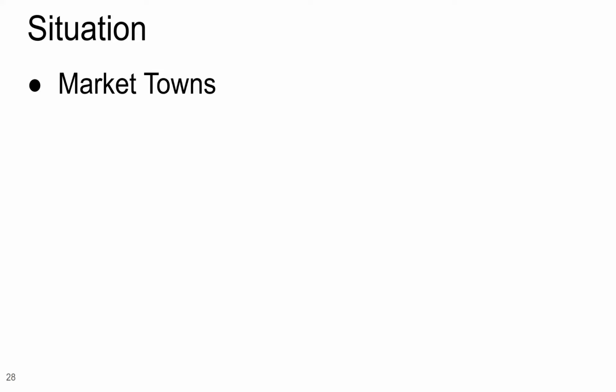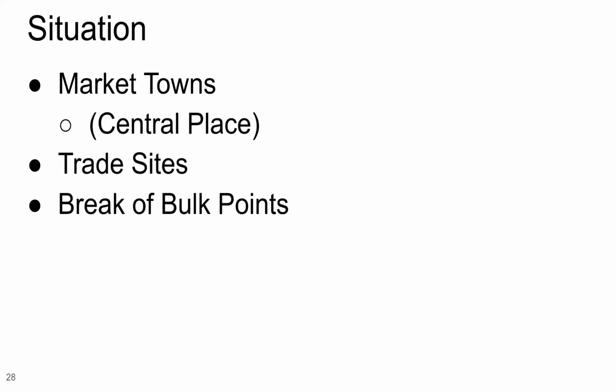So market towns would have existed where people would come to market, and the text gives a couple of really good examples of places that started as a market town where farmers and other tradespeople would come and sell their stuff. Central places, trade sites, break of bulk points. We talked about this in the chapter on economics, where, for example, container ships come in. Oakland would be a break of bulk point where these huge container ships are coming in and they're taking the containers off the ship and then possibly further breaking down those containers.